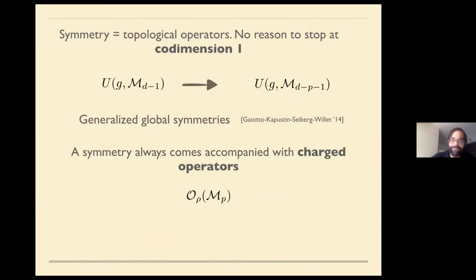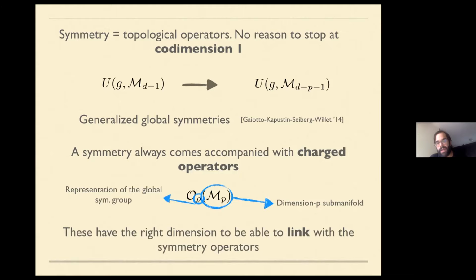The topological operators are only part of the story. It's boring if you have a set of topological operators and they don't talk to anyone. So there's a particular set of operators they talk to, which is called the set of charge operators. In the same way that the topological unitary operators are labeled by group elements, the charge operators are labeled by representations of the group. And they live on p-dimensional manifolds of the theory. So why do they live on p-dimensional manifolds? Well, when they live on p-dimensional manifolds, they have the right dimension to link non-trivially with these symmetry operators. Okay. Questions so far?